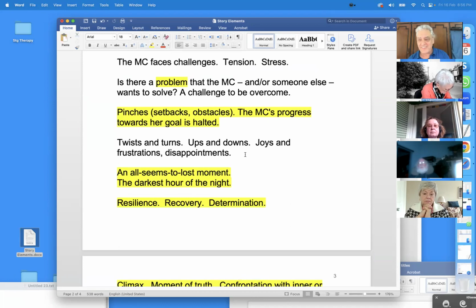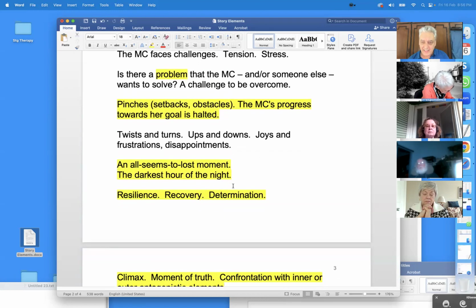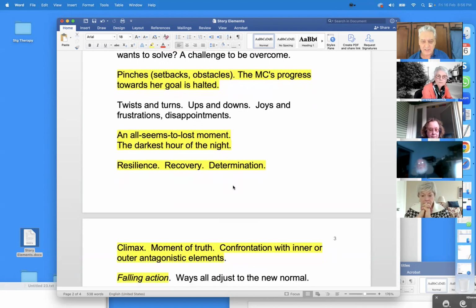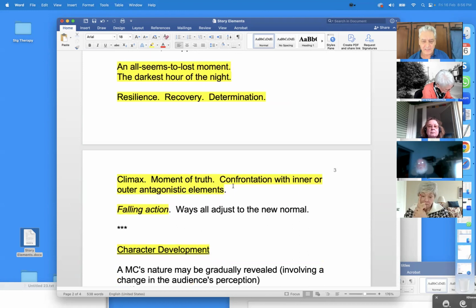Then, according to some, there's going to be a moment where all seems to be lost, kaput, crushed. A metaphor is the darkest hour of the night. But then maybe there's resilience, recovery, and things move on. And then finally, the big confrontation with the antagonistic elements. Antagonist just means things that prevent the main character from getting what the main character wants. It's not a villain. It's just a blockage element in the story.